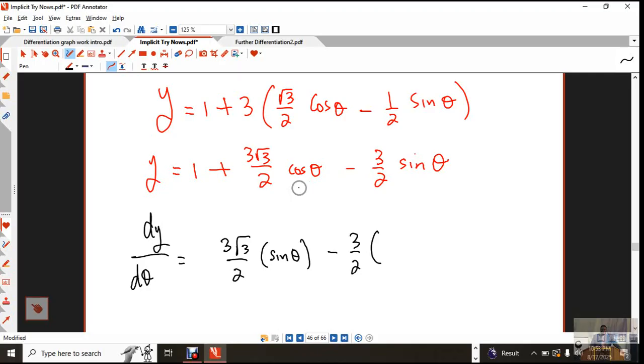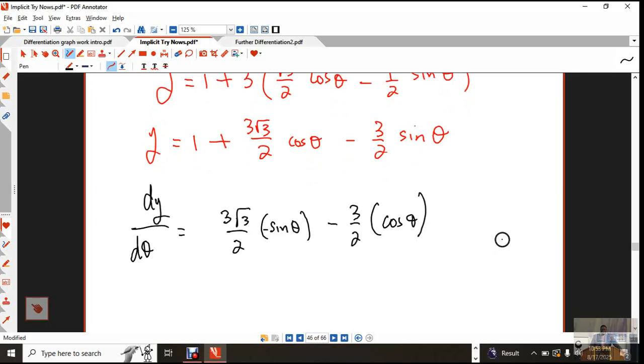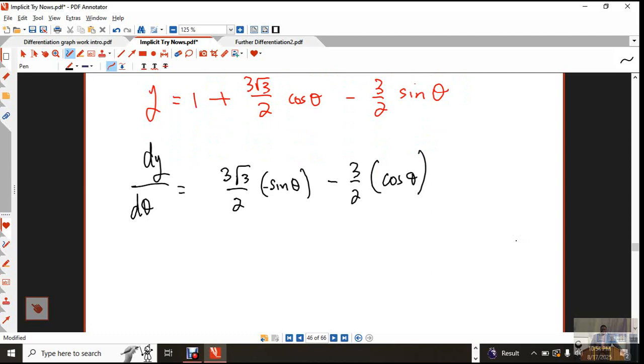The derivative of cos theta is minus sine theta, and the derivative of sine theta is cos theta. Okay, it's very important that we make sure that we don't make those types of mistakes there. So if I just clean up a bit, this negative, I'm just going to carry it in front. That's negative 3 root 3 over 2 of sine theta minus 3 over 2 of cos theta.